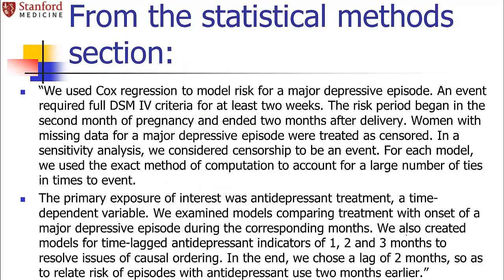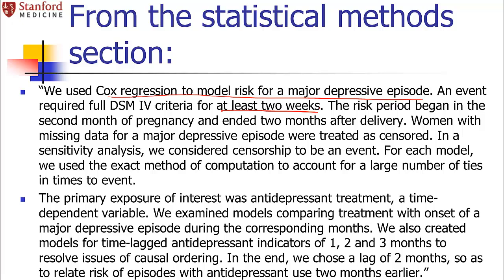And just to get some practice reading statistical method sections, a lot of you are going to have to go on to write these eventually, I'm just going to show you what they wrote about their predictor from their statistical methods section. So we used Cox regression to model risk for a major depressive episode. That's their outcome variable. A major depressive episode had to last for at least 2 weeks. That's part of the definition of the outcome here.